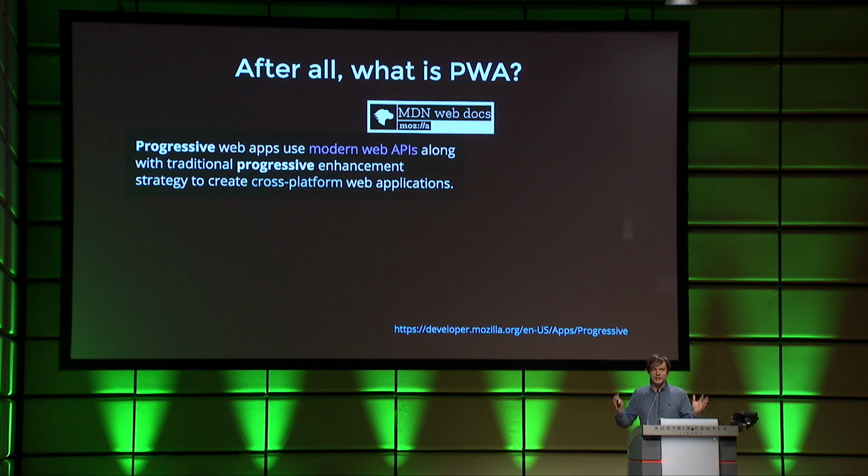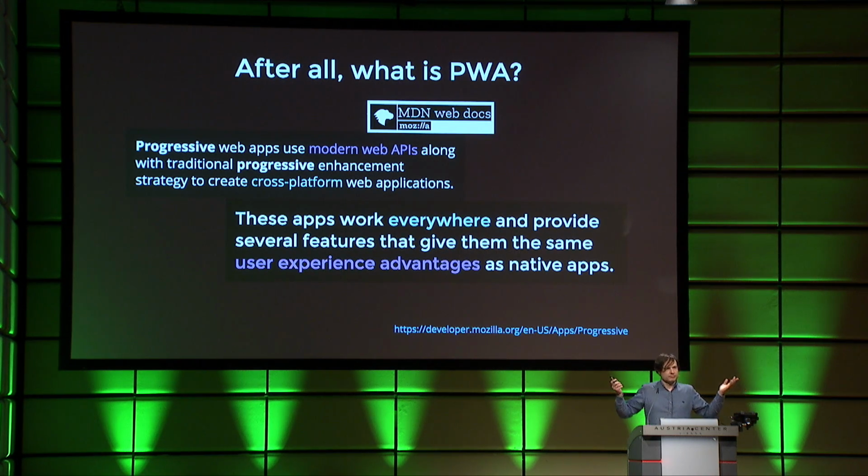So first, progressive is just about using the idea of progressive enhancement. It's that simple, right? We use modern APIs of modern browsers to build our cross-platform web apps. Why do we do this? To entertain our users, to excite them, to give them a good user experience by using features and functionality which were previously available only on native mobile apps. And we want our apps to work everywhere.